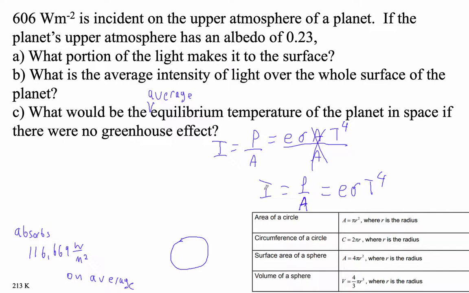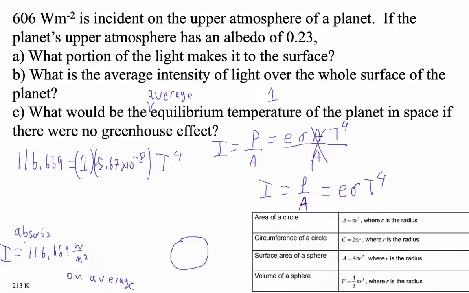All right, so let's take a look at this. We know that this is our intensity. It needs to radiate that intensity, so let's figure this out. 116.669 equals, and then what do we use for the emissivity? If they don't give you one, just use 1. So 1 times sigma, 5.67 times 10 to the minus 8th, and then T to the fourth.